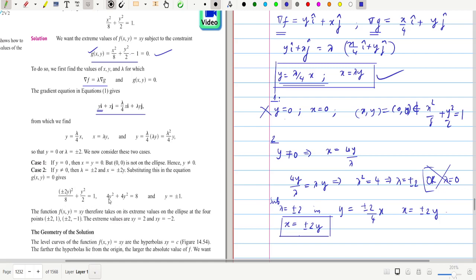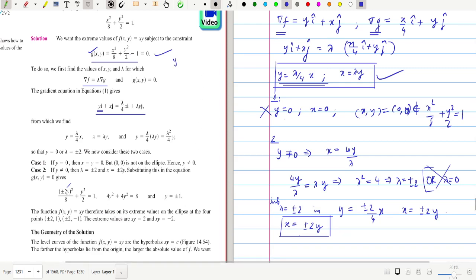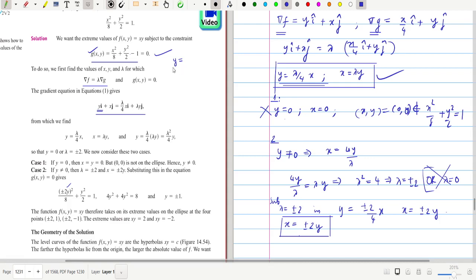By taking the square, you can get 4y square by 8 plus 4y square by 2 equal to 1. By taking the LCM, you get 4y square plus 4y square is equal to 8. Consequently, 8y square is equal to 8, that implies y equal to plus or minus 1. Now we can say that the values of y at which f of xy takes maximum or extreme value is plus or minus 1.